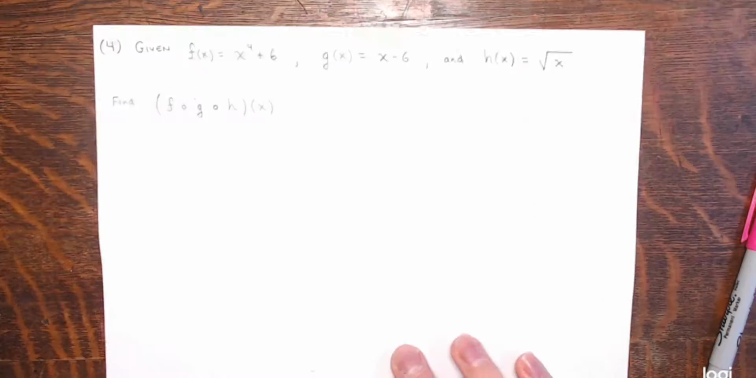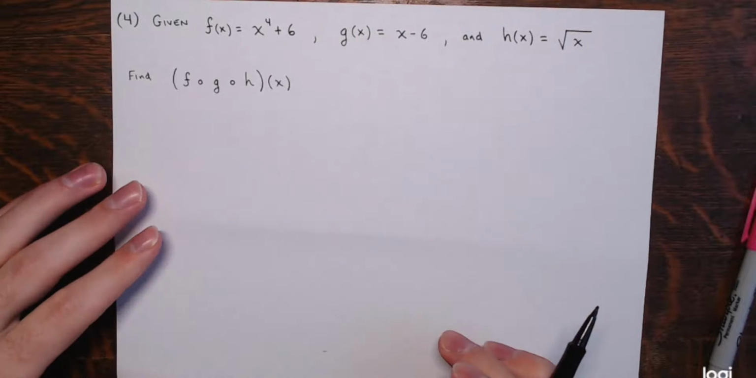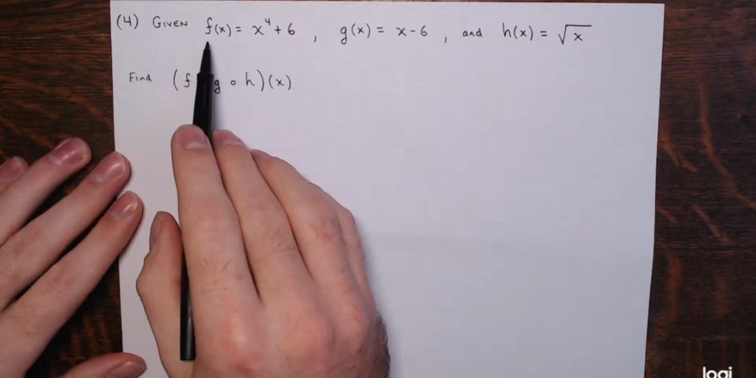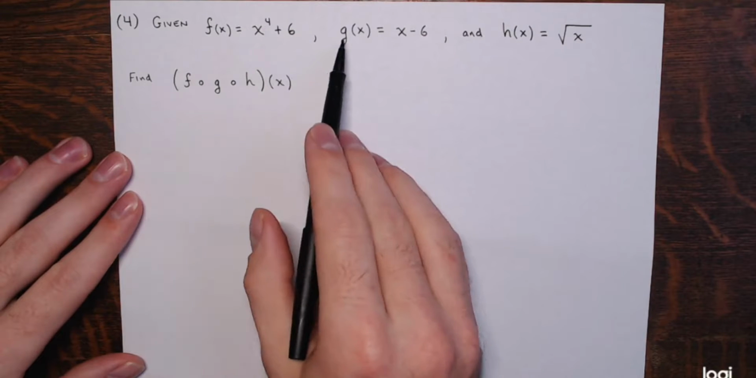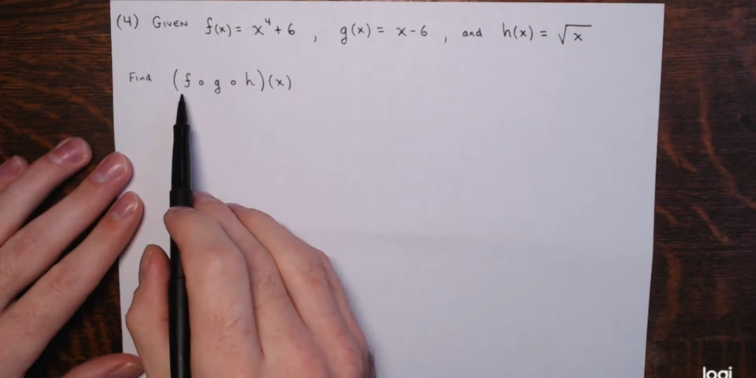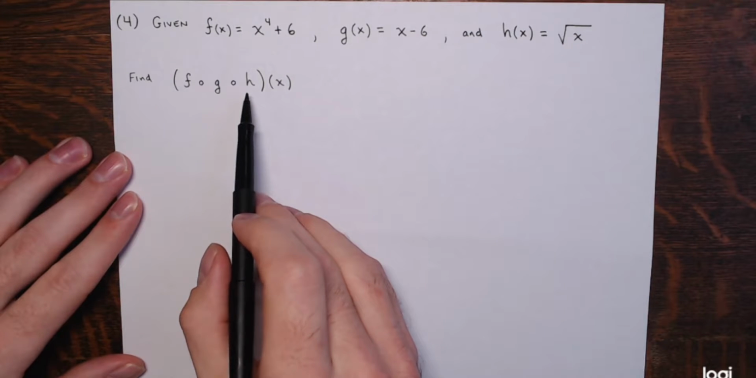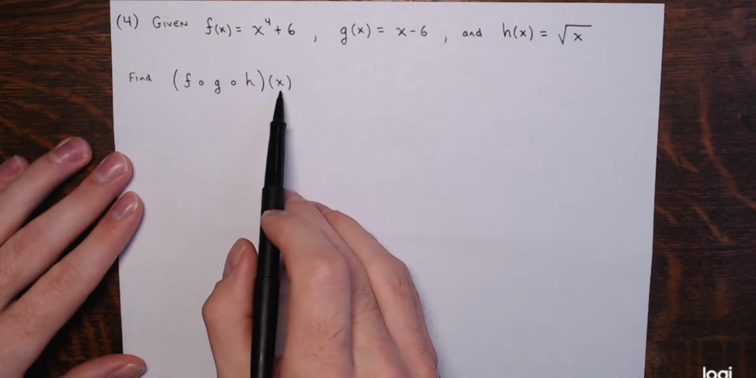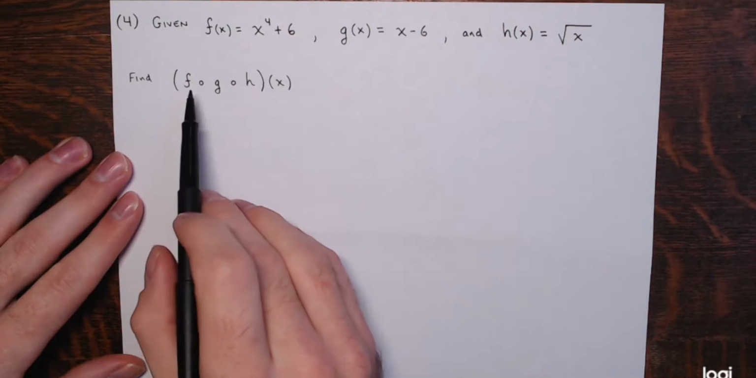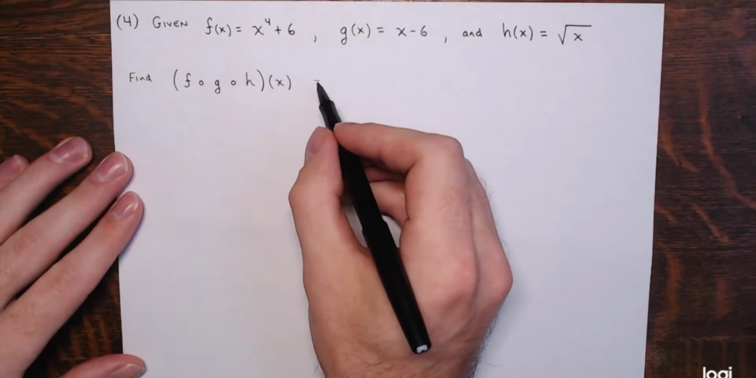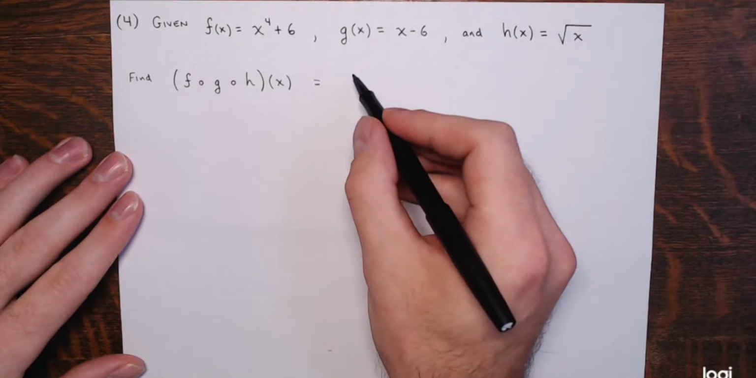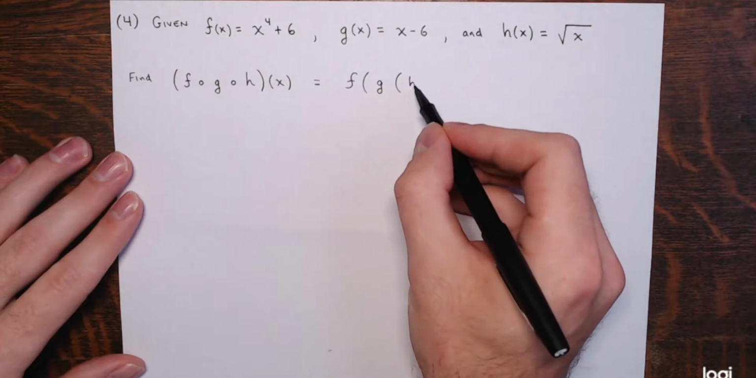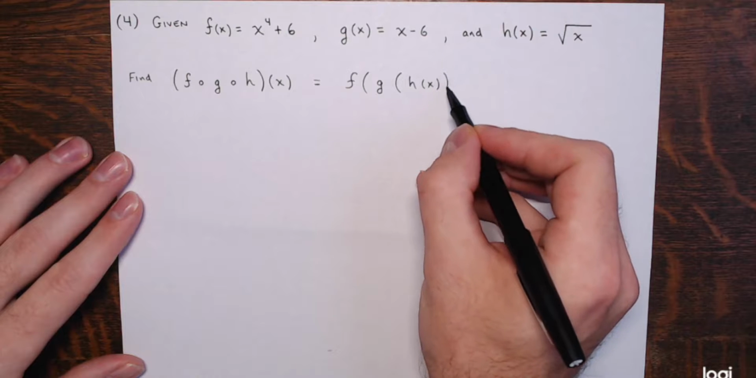So far we've only composed 2 functions at a time, but you can compose as many functions as you wish. So here I have 3 functions, f, g, and h. And I'm asked to make a composite function, a totally new function called f composed with g composed with h. And what happens at x? So f of g of h of x. That's a way I can write this. Just close all the parentheses.